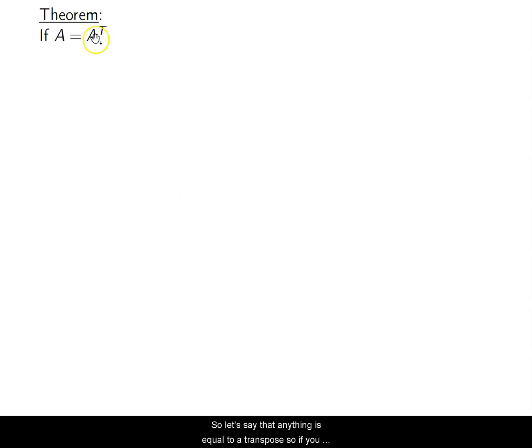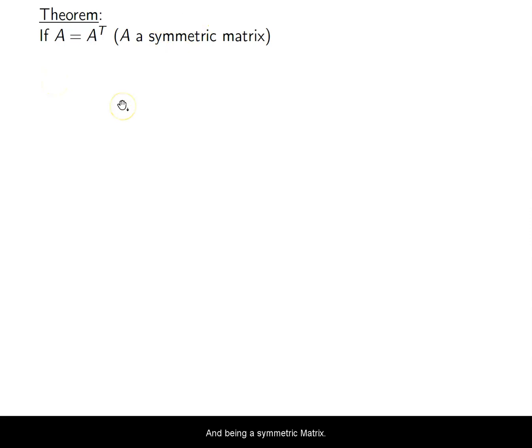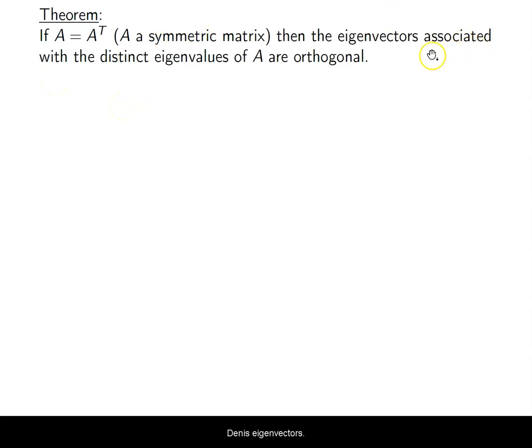So let's say that A is equal to A transpose. If you remember, this is the definition of a symmetric matrix. If I take the transpose of my matrix and it's the same matrix, A being a symmetric matrix, then the eigenvectors that are associated with the distinct eigenvalues of A are orthogonal.